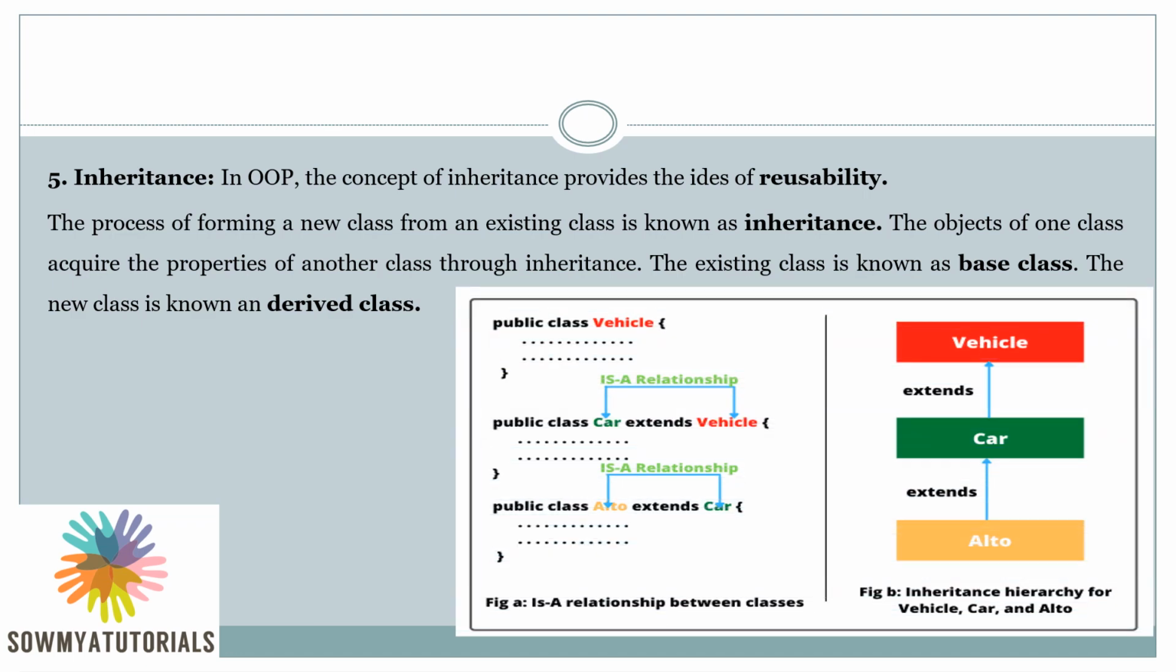So here is one example. The first one, as I point with the pointer, is the vehicle. This is the main class, that is the base class. This base class has some properties, and it is extended by one more class, that is car. Car is a part of vehicle.